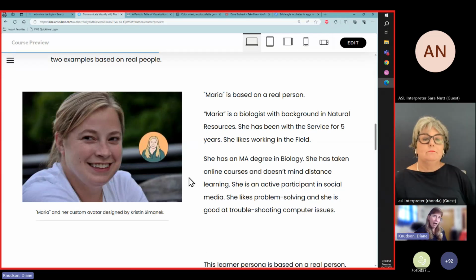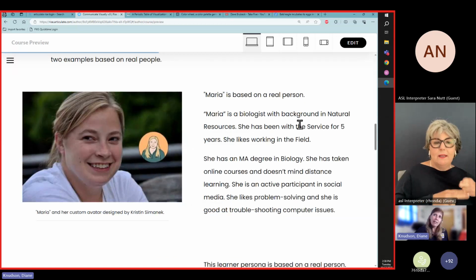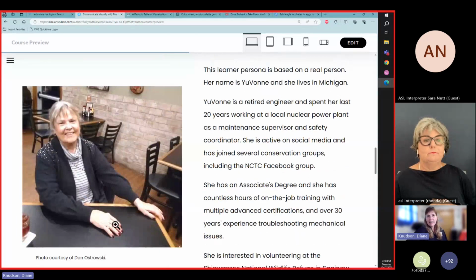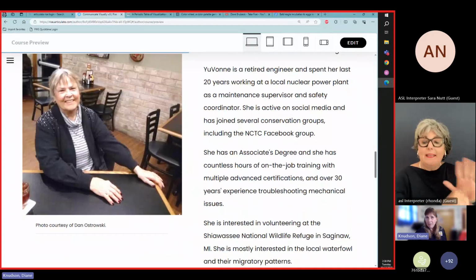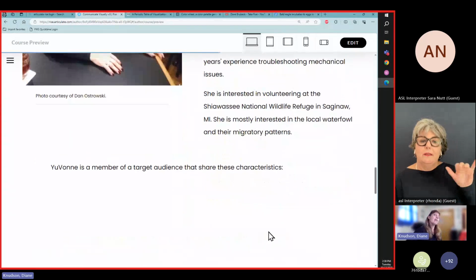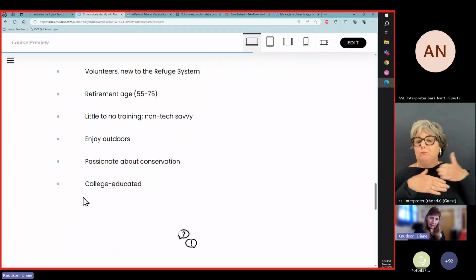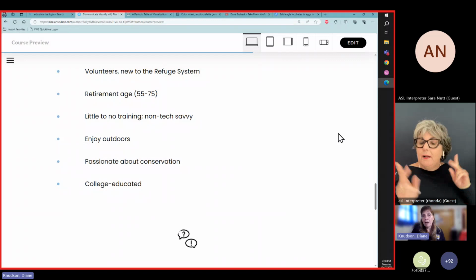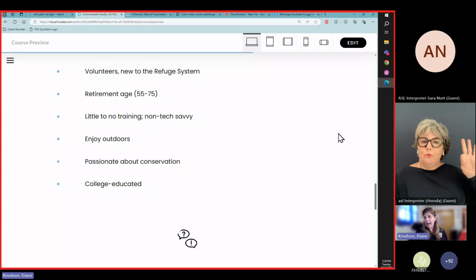So this first one, her avatar is named Maria. Her actual name is Satin, and she's a biologist. And these are some information about her. The second one is courtesy of my supervisor, Dan. It's actually his mom. Her name's Yvonne, and this is some information about her. And Yvonne is a member of a target audience that shares these characteristics. It's a group of people who want to volunteer in our national wildlife refuges. So that's some information about them at a glance.